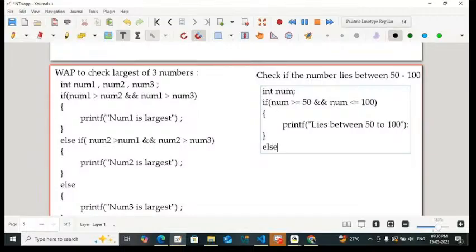So in the else block, I am going to say not in range. Okay. So like this, you are going to make use of the logical operators. So logical AND is used to check for more than one condition. Okay. And logical OR is used when you want to execute if either of the conditions is true, then you can make use of logical OR.